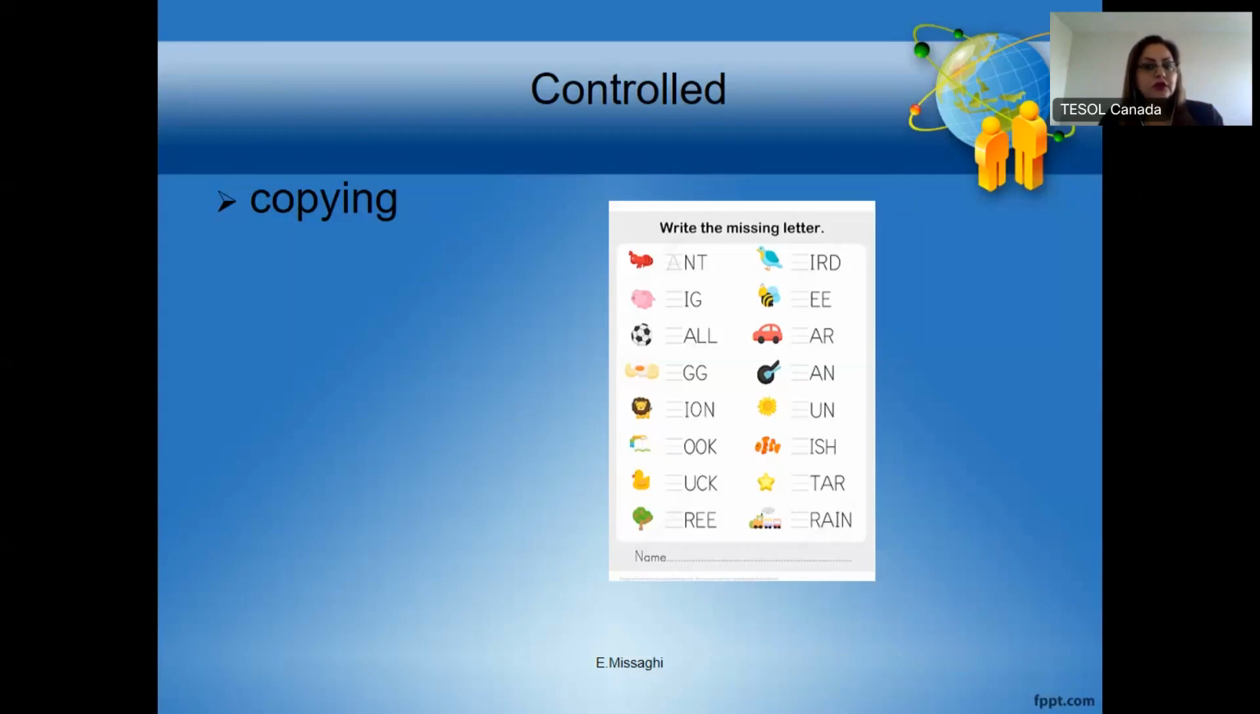This is another controlled practice. They use the letters that they know to write at the beginning of the word. So you check their letter writing, also their vocabulary. So that is ball, they have to write capital B, or egg, E.